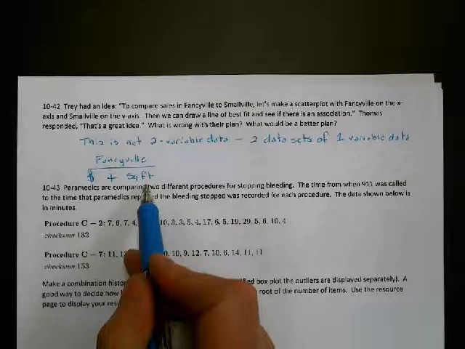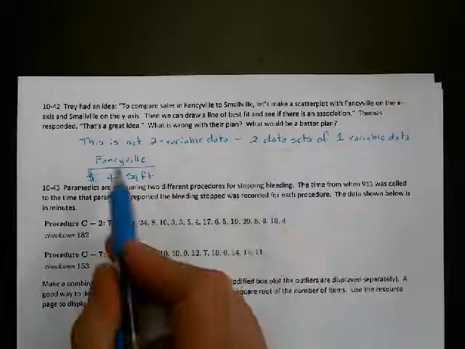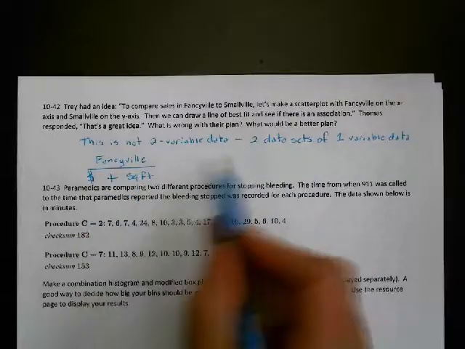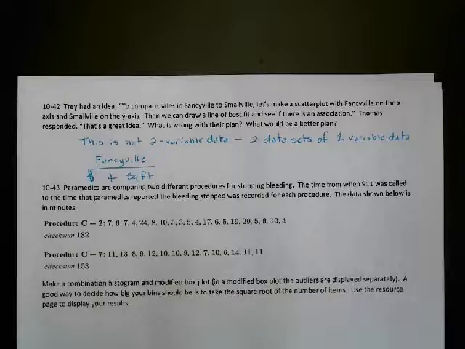It's not two variable data because I'm looking at Fancyville homes and their cost, and then I'm looking over here at Smallville homes and their costs. They're similar to each other, but they're not the same thing. We're not gathering two pieces of data from the same object. We're taking one piece of data from two separate objects. So this is what two variable data would look like instead.